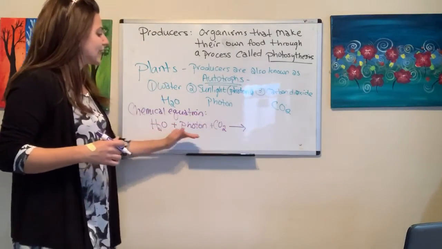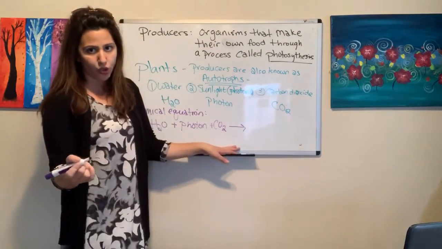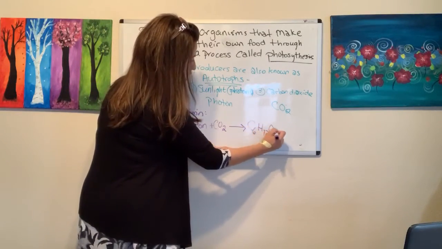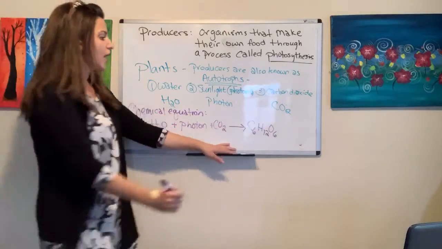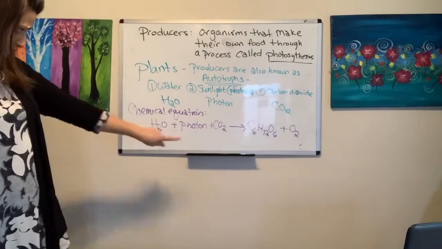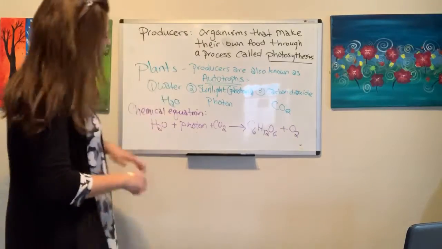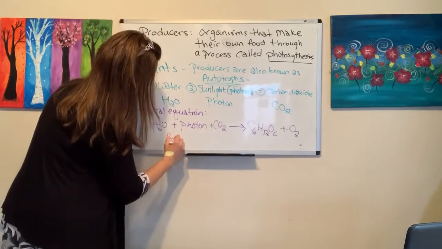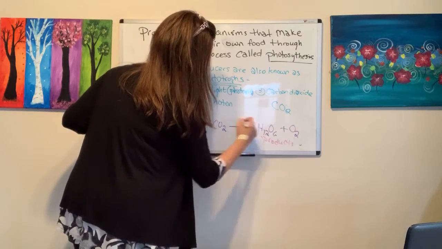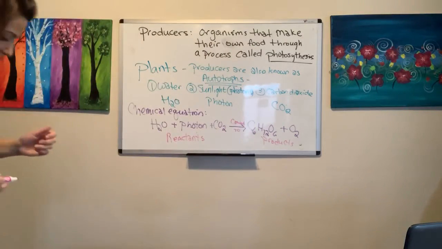And what happens is that these three ingredients are going to convert into glucose, and you all know the chemical formula for glucose, which is C6H12O6. So we have glucose plus oxygen, O2. So these will be our reactants. These will be our products. Reactants are always on the left. Products are always on the right. So reactants and products, and then this is the conversion. Converts to. Okay? And so this is what plants do.